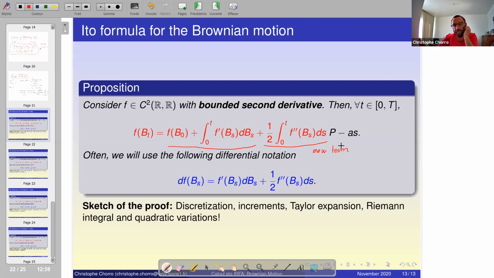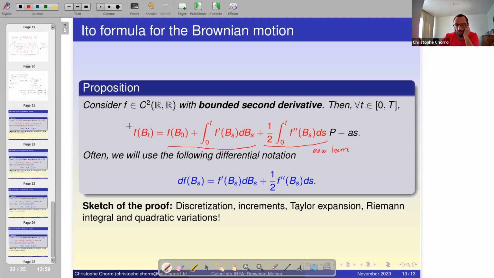And I just say that in blue, it's just a compact notation in order to write this equality. I say that d of f of Bs, that is the variation of this one, is equal to what I have inside here plus 1/2 of what I have inside here. It's just a differential notation in order to express in a shorter way the fact that we have this integral equality. So I will use this one or this one in order to express this equality.